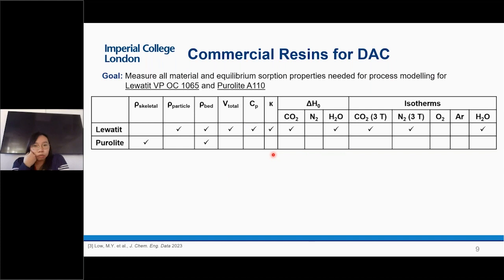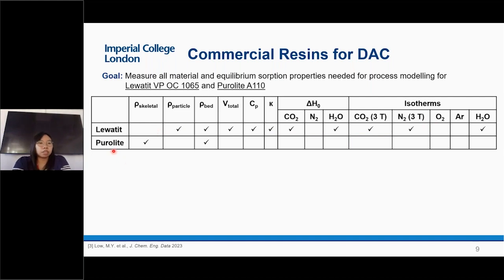So in a recent study that we did that was just published last month, we basically wanted to measure all the material and equilibrium absorption properties that you need for process modeling for two adsorbents. The two materials that we looked at, one was Lewatit VP OC 1065. So this is a commercially available amine functionalized polymeric resin, and it's basically regarded as one of the benchmarks in the literature for DAC. It's one of the two adsorbents I mentioned that currently has all the necessary properties needed for process modeling available, although there's still some missing parameters that would be interesting to investigate.